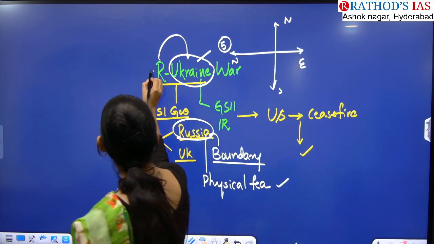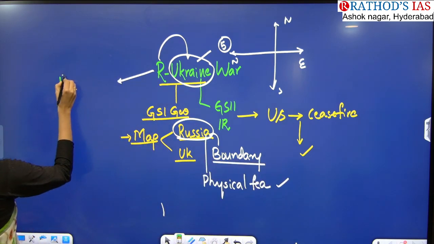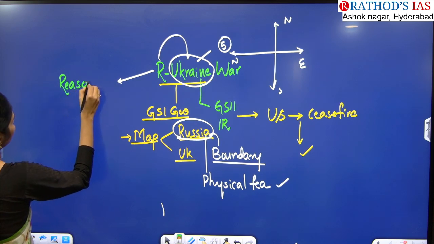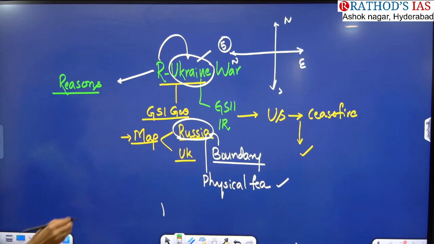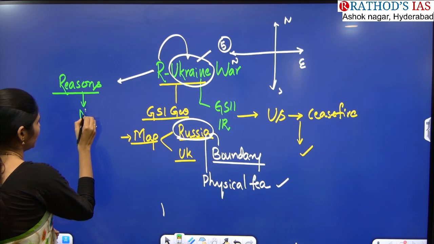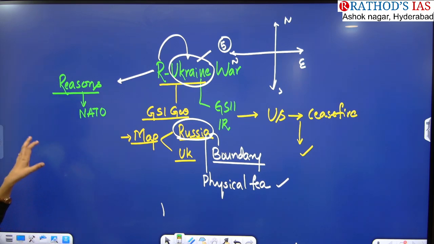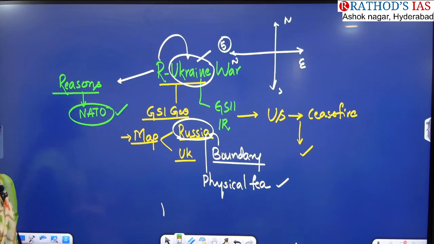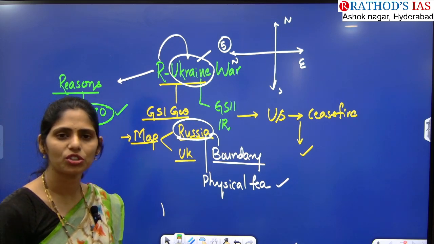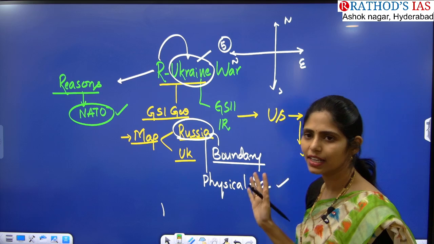Next, other dimensions you have to see. The first one is the important reason why this Russia-Ukraine war started. The important primary reason is NATO, the North Atlantic Treaty Organization. Ukraine wants to join this, and because of this Russia felt insecure. You also have to know some facts regarding NATO: what is NATO, when it was formed, who the members are, and which countries recently joined NATO.